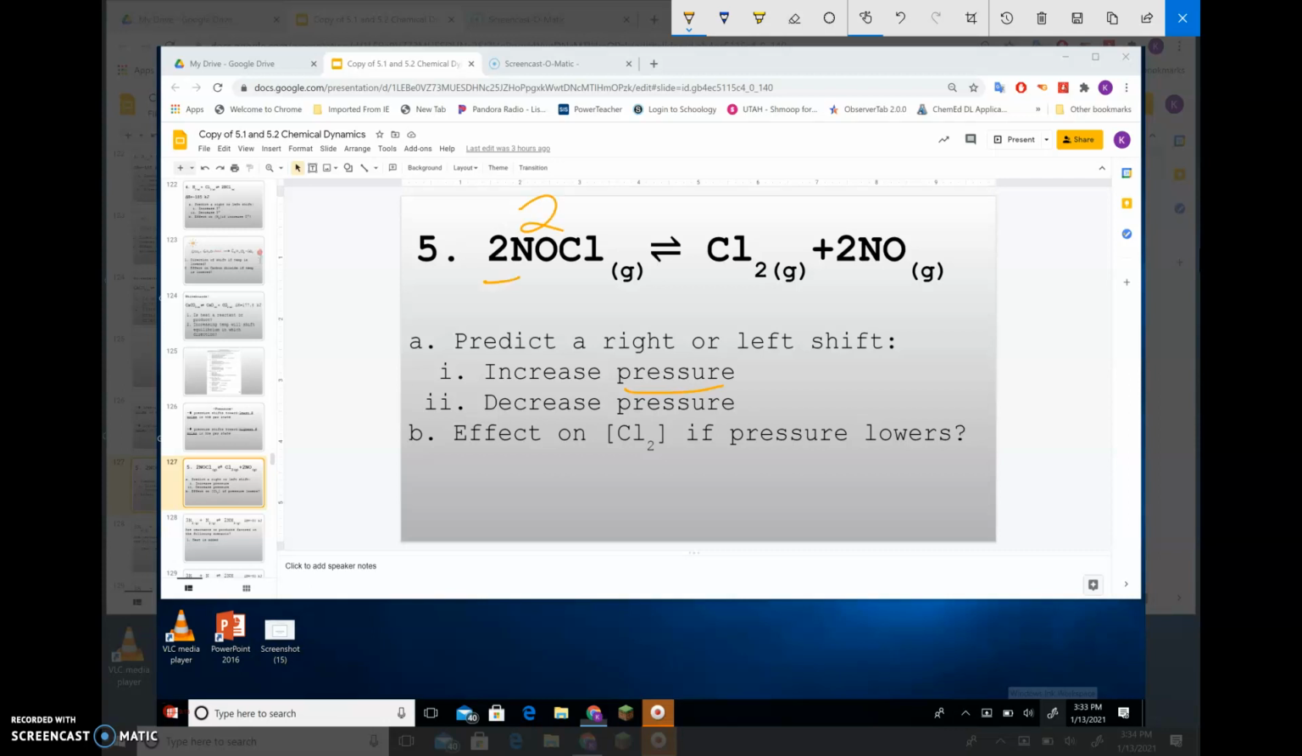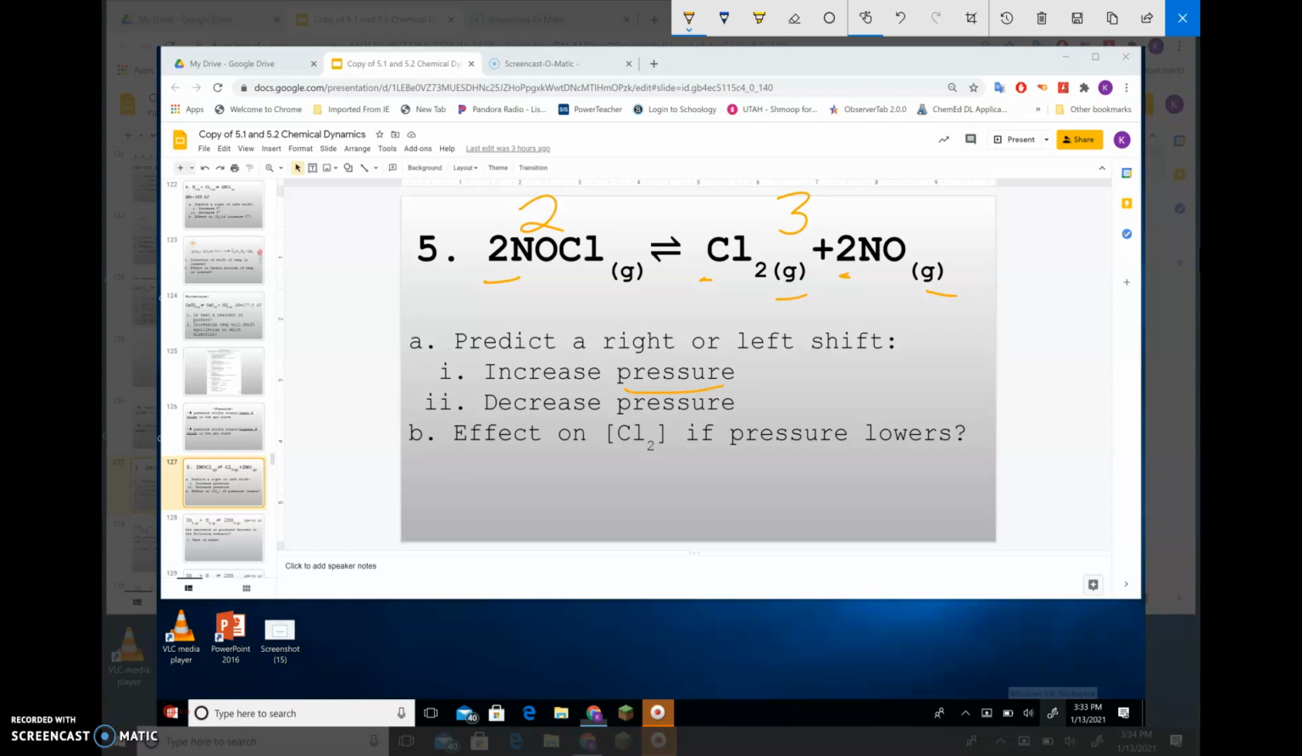So on the reactant side, we have 2. On the product side, these are both in the gas state. We've got 1 here, 2 here for a total of 3. So I write that on top of my reaction so I remember how many moles of gas I have. So the first thing is increase the pressure. When we increase pressure, it's going to go to the side with the least number of moles.